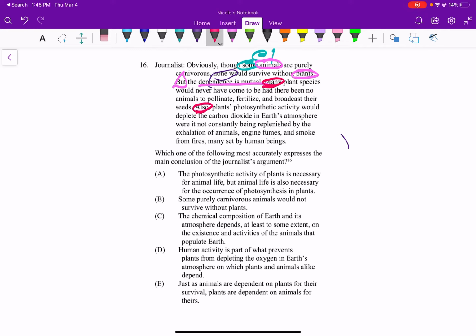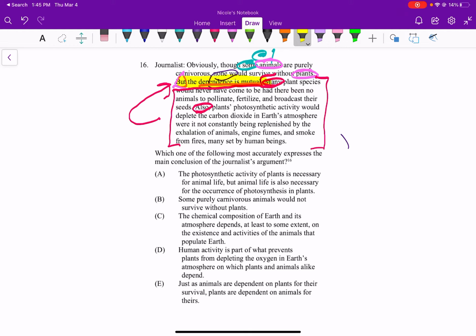So all of this from many plants here is we have a lot of details, a lot of information, a lot of facts. That's all being used to support the idea. It's our support that the dependence is mutual. So this is an argument, which means it has a conclusion. So I'm going to find that first. And our conclusion is that the dependence between plants and animals is mutual.